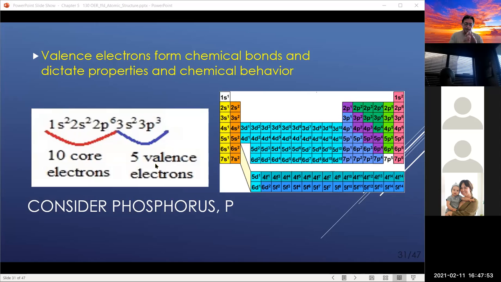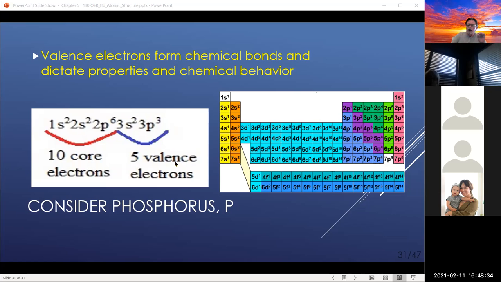But I want to emphasize again the valence shell. You can see here phosphorus, 1s2, 2s2, 2p6, 3s2, 3p3. Now, if you look at the periodic table, phosphorus is in group 5A. That tells you I've got 5 valence electrons. Look at the diagram here. I've got 5 valence electrons. 2 of them are in the 3s orbital, and 3 of them are in the 3p orbital.